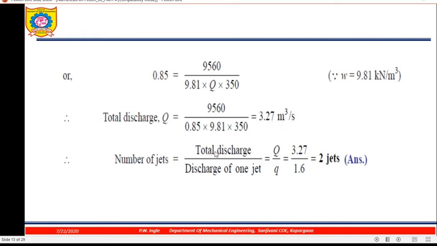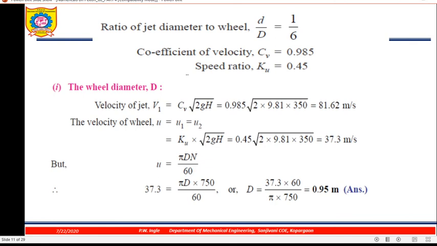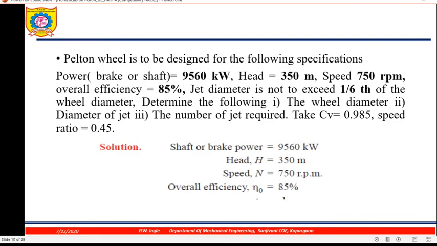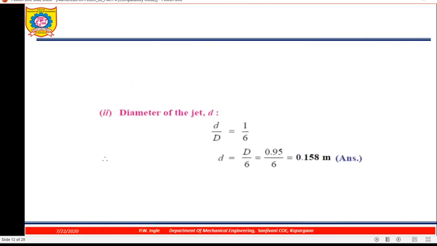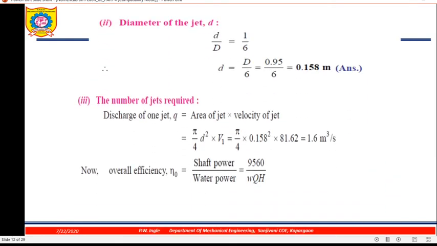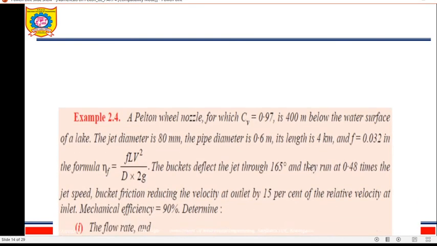Now number of jets equals total discharge upon discharge of one jet. So here, discharge of one jet equals area of jet into velocity of jet. So pi by 4 d square into V1. In this way you can get number of jets as 2 jets.